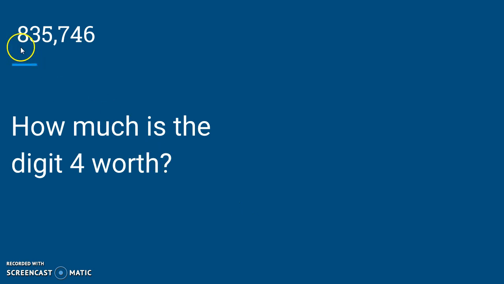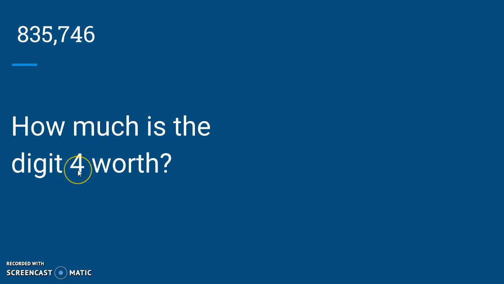So now our new number is 835,746. How much is the digit 4 worth? Once again, we see that the 4 is in the second place value, which if we go through them again, it's ones, tens, hundreds, thousands, 10,000s, 100,000s. Remember, if you ever need to remember where those are at, just go look above the Red Fox and the River Otter Room, and you will see where they are. Okay, so our second place value is the tens place, so 4 tens.